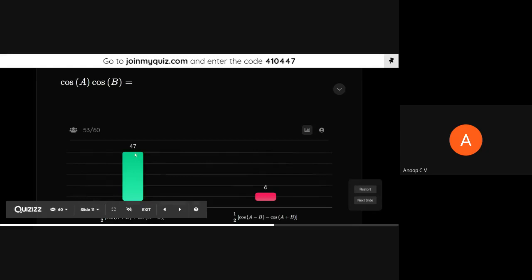Again, 47 have given the correct answer. Right, so it is half cos of A plus B plus cos of A minus B. So we'll be using it.